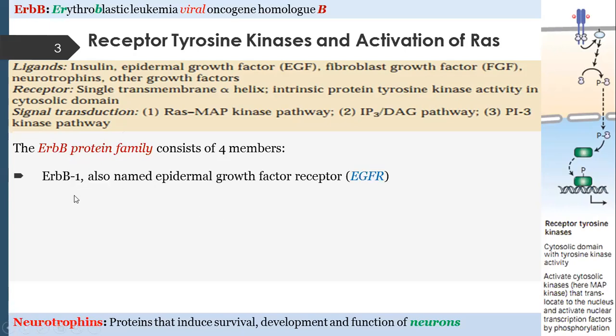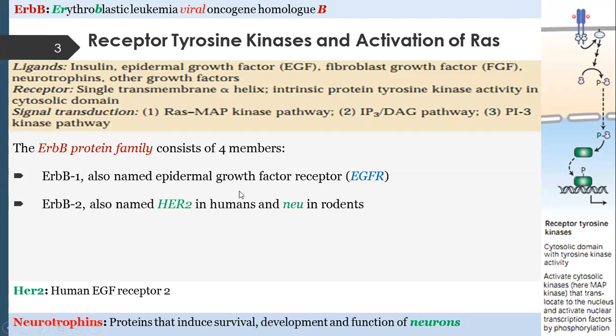ERB1 is also known as epidermal growth factor receptor, so when we talk about EGFR, that means ERB1. This is the most famous. ERB2 is also known as HER2. When this ERB2 is in a human cell, we call it HER2, meaning human epidermal growth factor receptor 2. This is very famous, and we will deal with it in later slides.